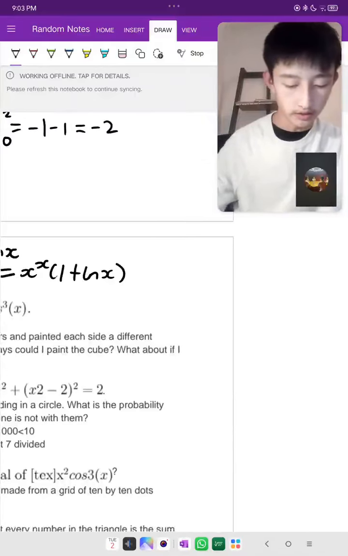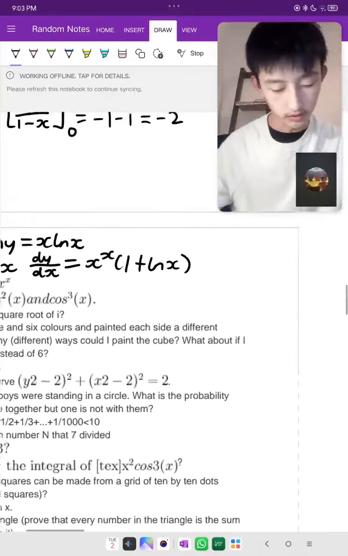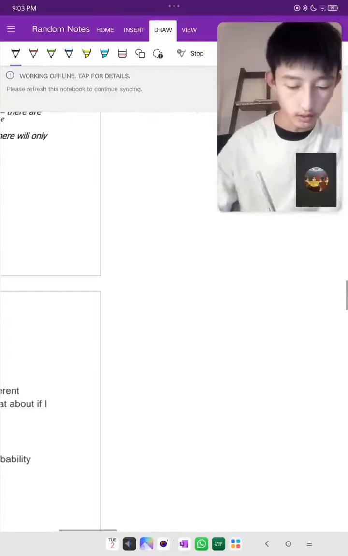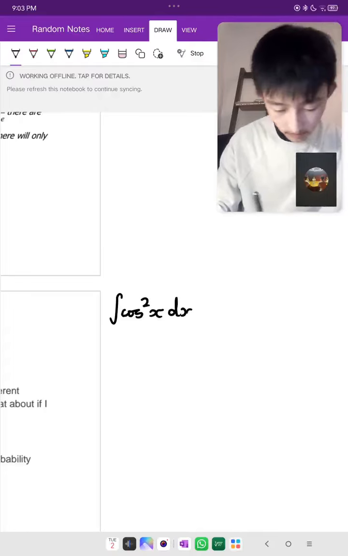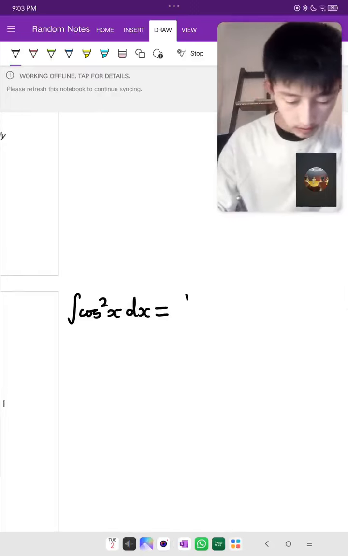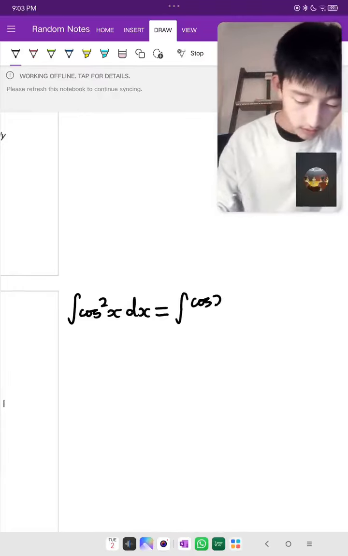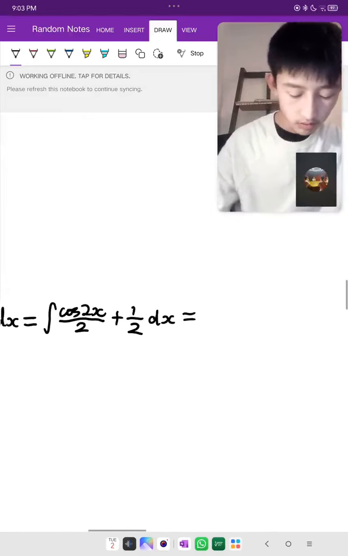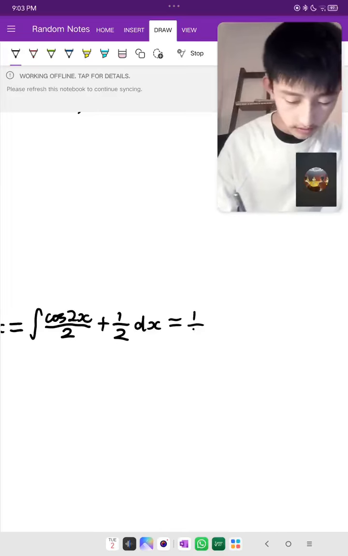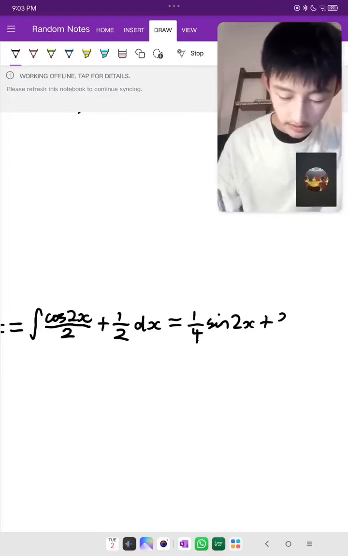Integrate cos squared x and cos cubed x. Well, I know that cos 2x is 2 cos squared x minus 1. So the integral of cos squared x is equal to the integral of cos 2x over 2 plus 1 over 2 dx, which is equal to a quarter sine 2x plus x over 2 plus c.